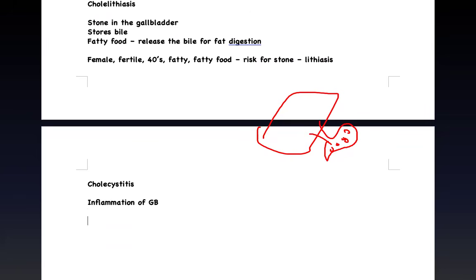Therefore, if it's an inflammation, they're going to have fever. White count will be elevated. Heart rate will go up. They're going to have pain. But where is the pain? Right upper quadrant. What is the characteristic of the pain? Right upper quadrant radiating to the right shoulder.